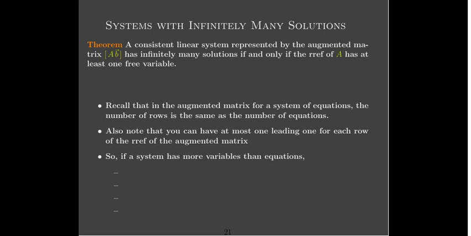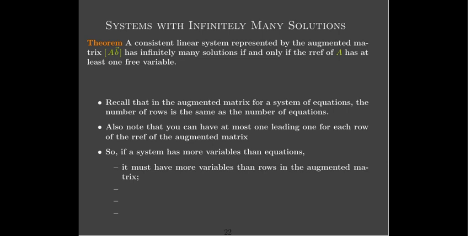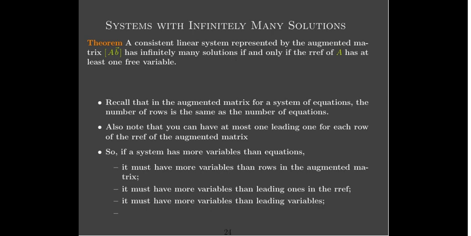So if you have more variables than equations, remember, more variables than equations means underdetermined. Then it must have more variables than rows in the augmented matrix, and it must have more variables than leading variables, and so it has to have at least one free variable. So an underdetermined system must have at least one free variable, because there are more variables than rows.